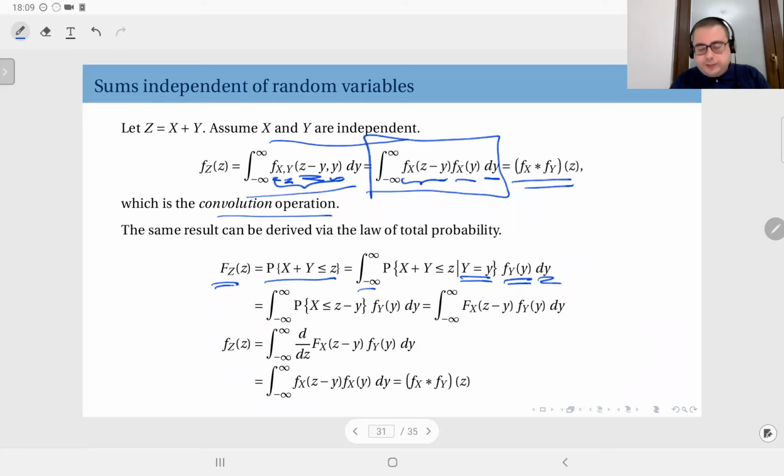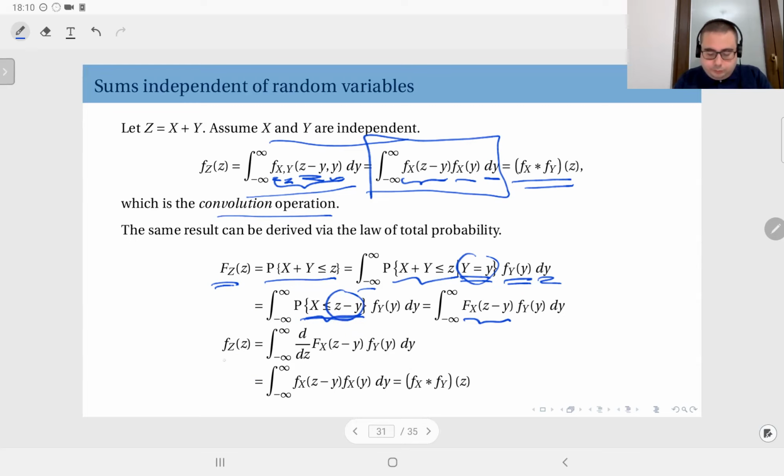Now here, when you fix the value of y, this event becomes random variable x less than or equal to z minus y. And z and y are parameters here. They are known values. So this probability is only in terms of random variable x, whose value I can write easily. This is nothing but the CDF of x evaluated at z minus y.